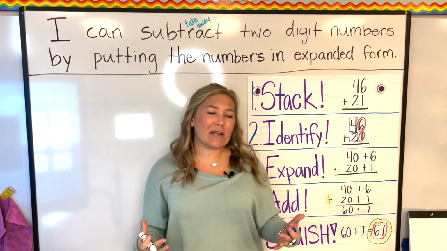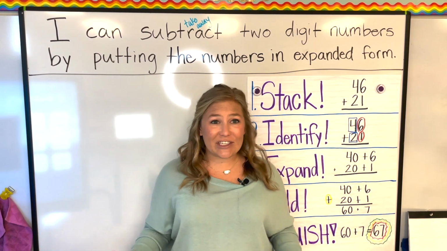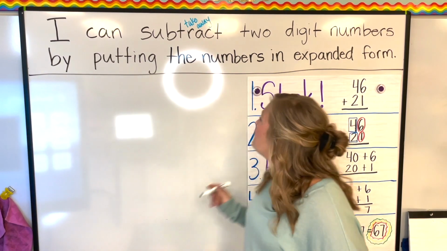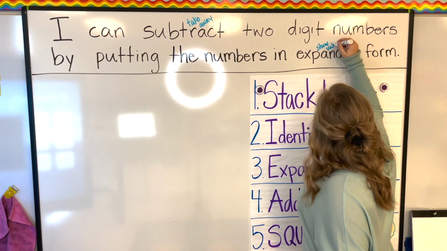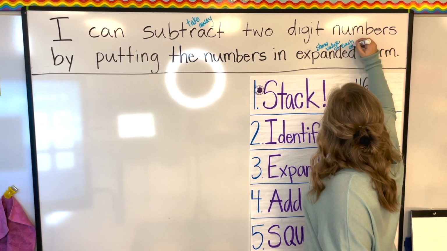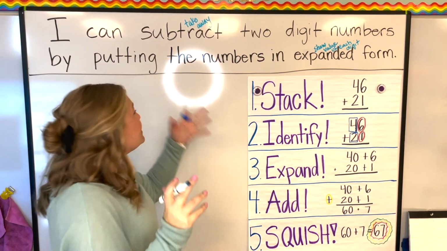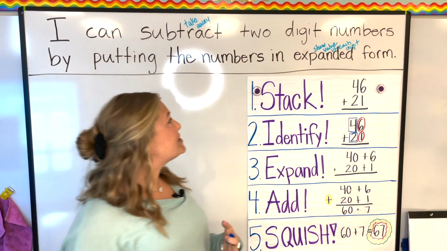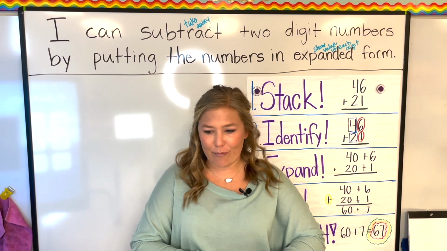And we remember what expanded form is. Expanded form is when we show the value of each digit in a number. I'm going to put that up on the board just to remind us. So we have I can subtract or take away two-digit numbers by putting the numbers in expanded form, or I can show the value of each digit in a number.